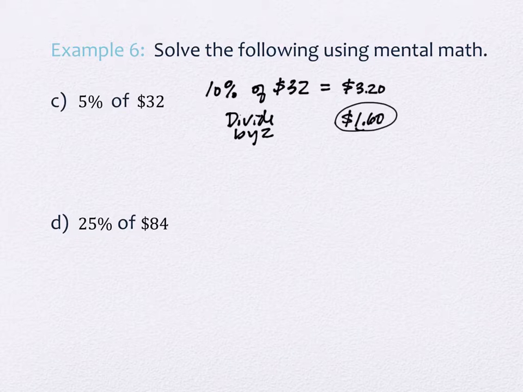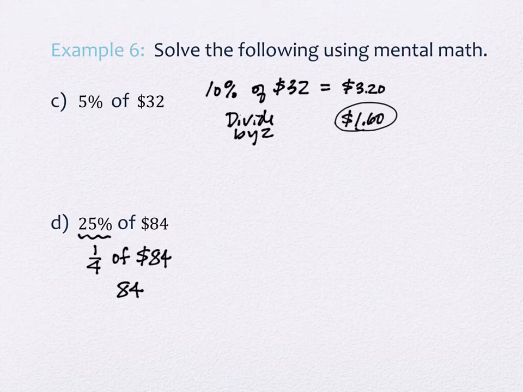So 25% does not break down very nicely, but 25% has a super nice fraction that's associated with it. What's the fraction? 1/4, okay? So when I see 25%, it's far easier to think about this as the number 1/4. So finding 25% of 84 is the same thing as finding 1/4 of 84, which really just means division, right? What is 1/4 of 84? 21.